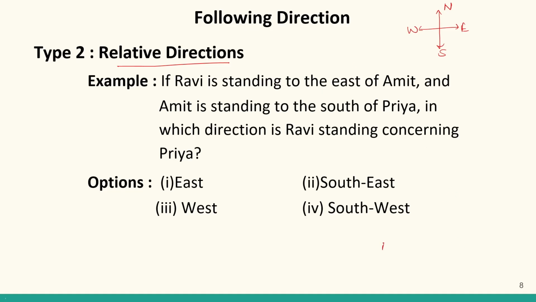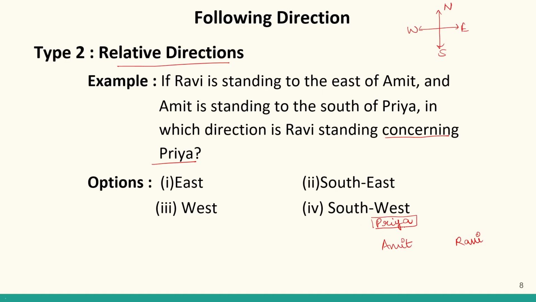So if Amit is over here, Ravi will be here. Ravi is standing to the east of Amit. And Amit is standing to the south of Priya. So if Amit is to the south of Priya, Priya will be here. Correct? This much you understand. In which direction is Ravi standing concerning Priya? So we have to find out how Ravi is standing with respect to Priya. Because here we have to find out concerning Priya. So with respect to Priya.